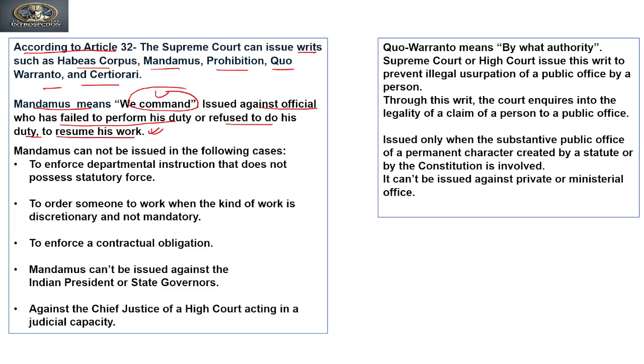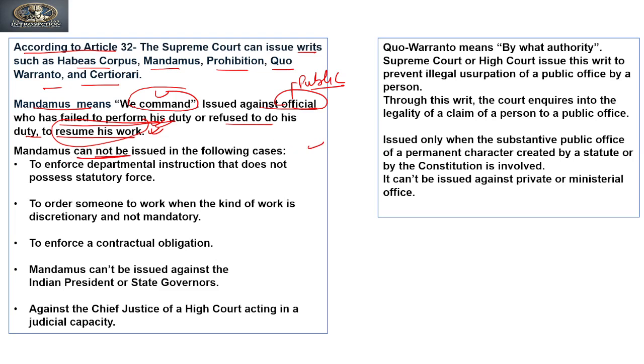So if any public official refuses to perform his duty, or has failed to perform his duty, the court will ask him to resume his work, to do the work. Mandamus cannot be issued in the following cases.